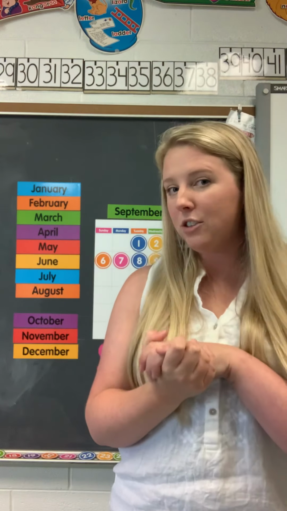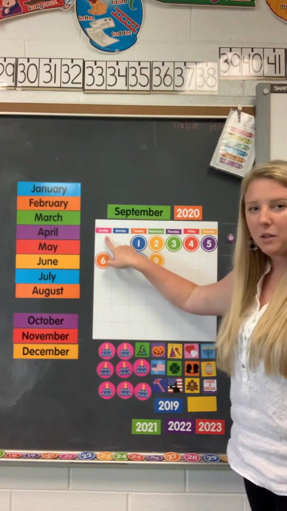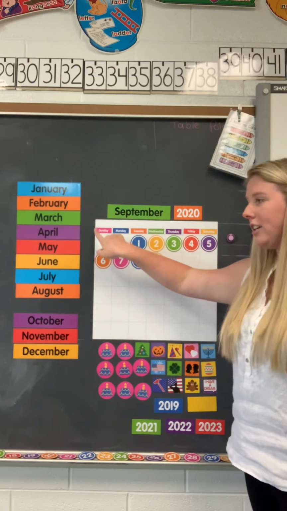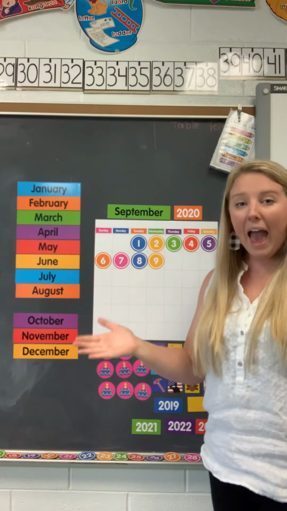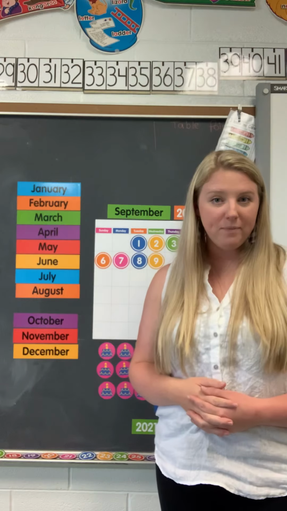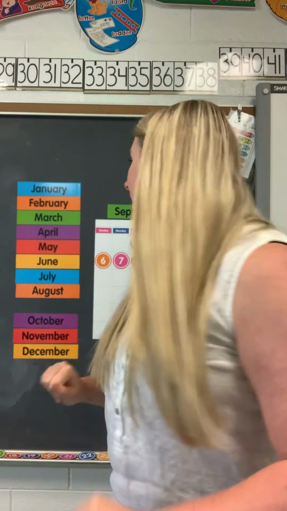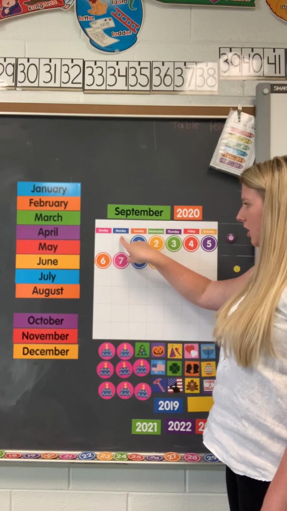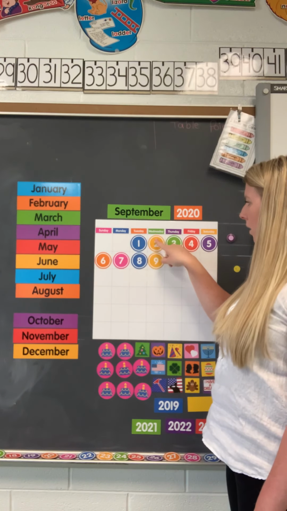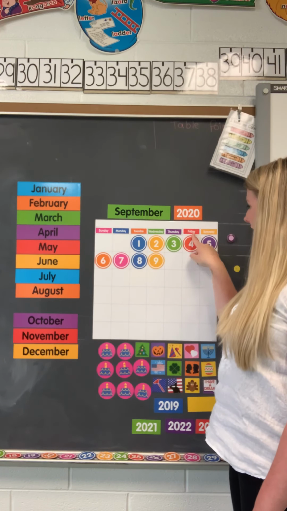Now, I have some questions for you. Go back to our days of the week. Starts on a Sunday, goes all the way to Saturday. How many days of the week do we have? We have 7. Can you show me a 7 with your fingers? 7 is 5 on one hand, 2 on the other. That's 7. Let's count them just to be sure. Ready? 1, 2, 3, 4, 5, 6, 7.